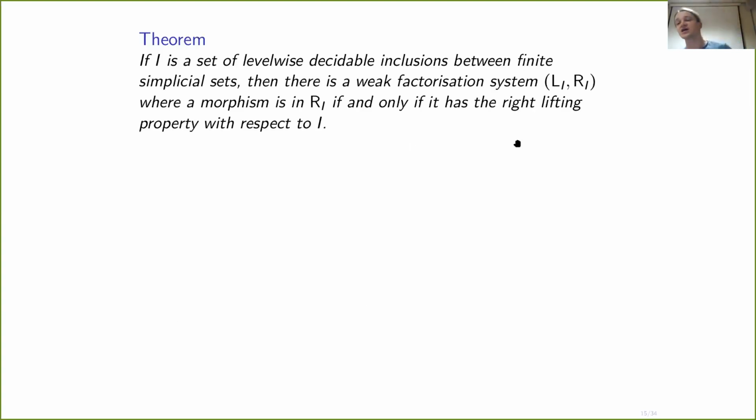So here's the theorem. It is nearly identical to a classical theorem about the small object argument, with one difference. It just says that if I have a set I of maps between finite simplicial sets, each of which is a level-wise decidable inclusion in the sense of a definition from a couple of slides before, then there is a weak factorization system where the morphisms in the right class are exactly the ones that have the right lifting property with respect to this original set I. And the proof of that, and this is the first place where we are actually starting to distinguish between classical and constructive arguments, let me tell you how this goes.